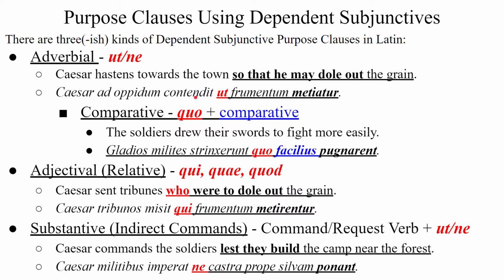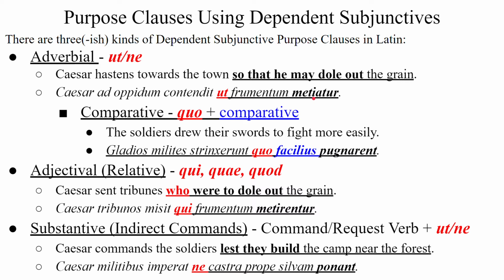As I said, you're probably not going to translate the adverbial and the adjectival flavors very differently. They're pretty much translated the same in English. Very little difference. In Latin, just keep in mind that for the Romans, the adjectival relative is giving the purpose of the antecedent, the purpose of the tribunes. Why did Caesar send these tribunes? What's their job? It's to dole out the grain. As opposed to, why did Caesar hasten to the town? Well, so that he could dole out the grain.